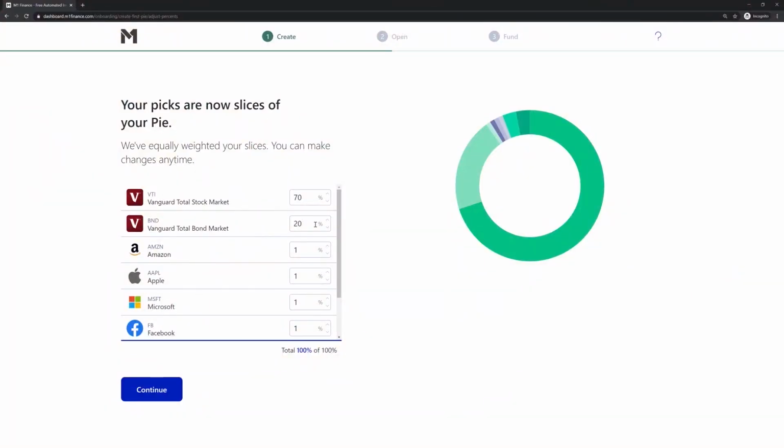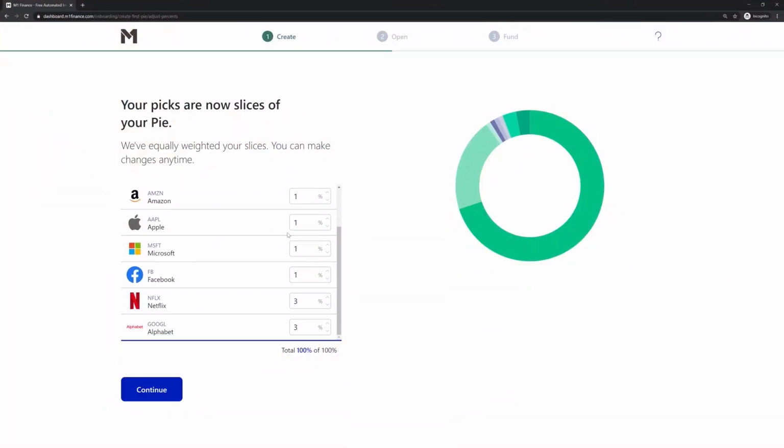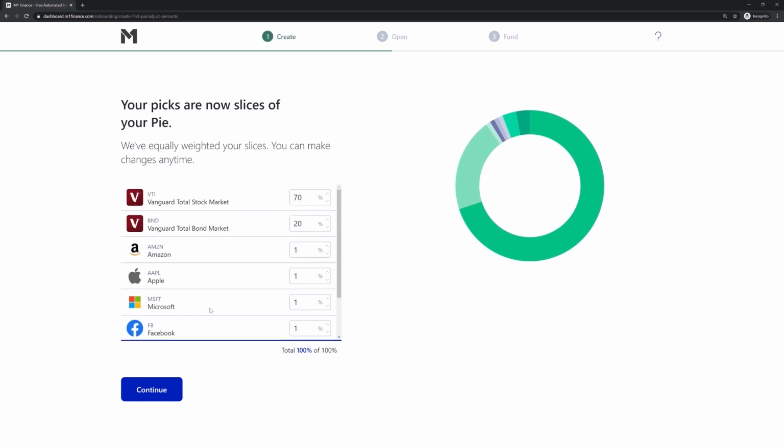So here's what we came up with for this asset allocation. We're 70% in stocks, 20% in bonds, and we have a few percentage points delegated between these individual companies, up to 10% of our taxable investments. So we have 70% in the total stock market, 20% in bonds. We have a few percentage points spread out through a few individual companies. Most of these are tech companies, I notice, but that's just the way it rolled out this time. And we're gonna press continue.